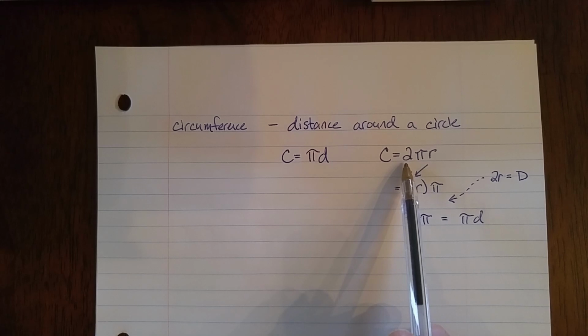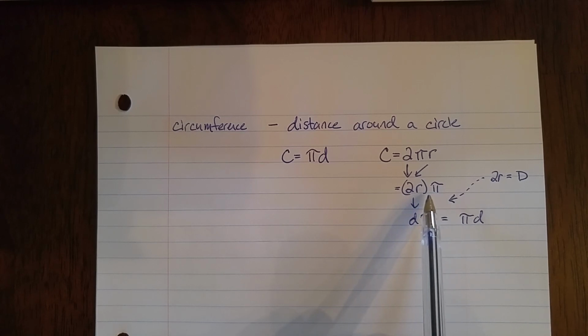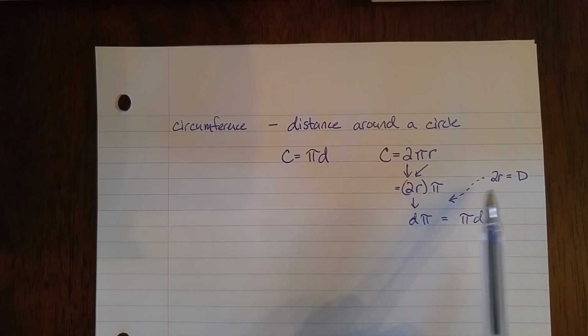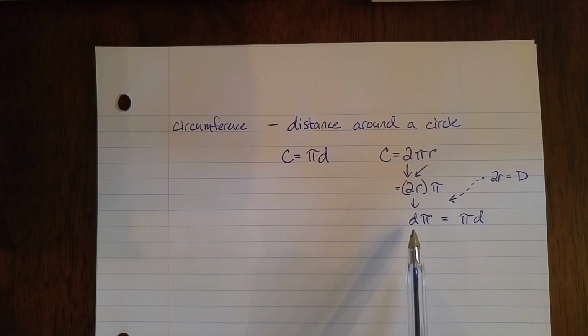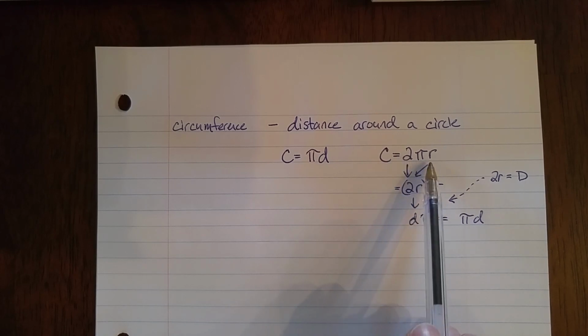Well, why is that? Well, if I put the 2 and the r together, I have circumference equals 2r times pi. And remember that equation, twice a radius equals a diameter. So this 2r I can replace with d. So in other words, these are the same. It's just here I'm writing d for diameter. Here I'm writing twice a radius. So whichever you feel more comfortable with using.